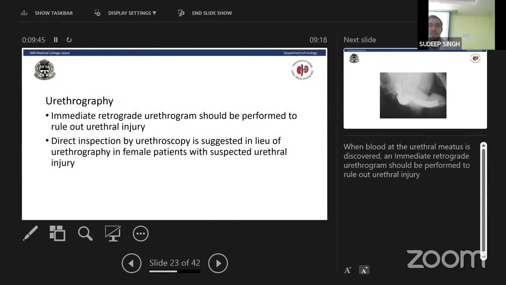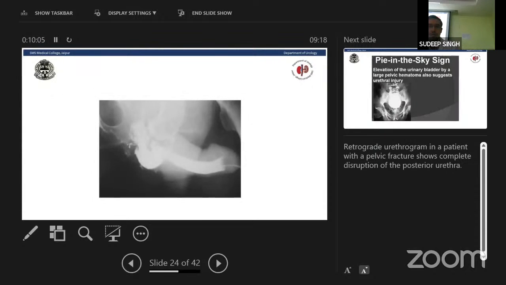Urethrography. Immediate retrograde urethrography, RGU, should ideally be performed as per the books to rule out urethral injury, although it may not be possible in acute settings. Some may also go for direct inspection by urethroscopy in lieu of urethrography in females with suspected urethral injuries. This image shows a retrograde urethrogram in a patient with pelvic fracture, showing complete destruction of the posterior urethra.